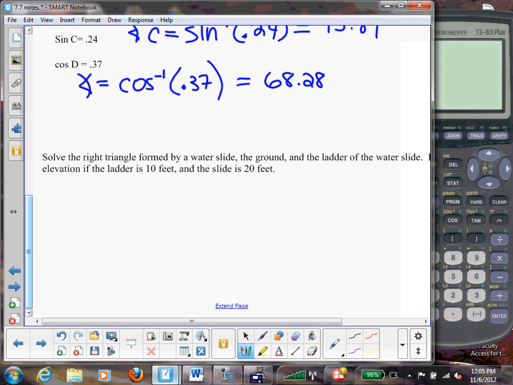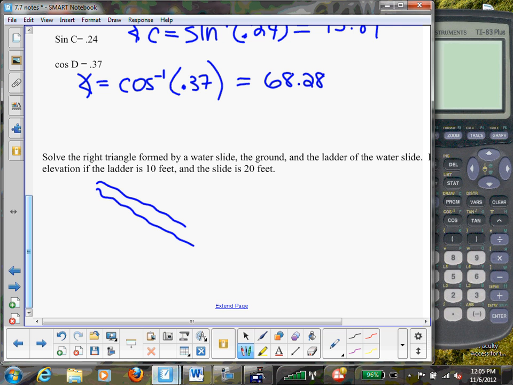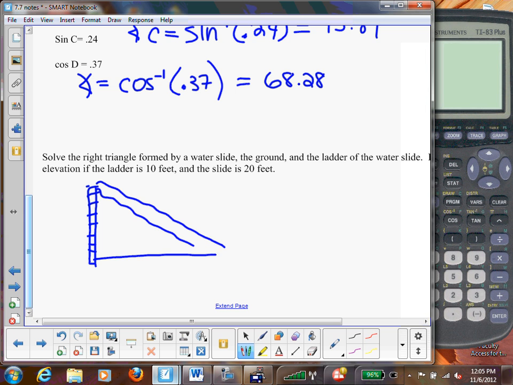All right. Solve the right triangle formed. Oh, I get to draw. Okay. Solve by a water slide. All right. Obviously, we're always trying to make a right triangle, correct? Formed by the water slide, the ground, and the ladder of the water slide. And then here's my water that you get to slide into. Okay? That's my pool. All right.